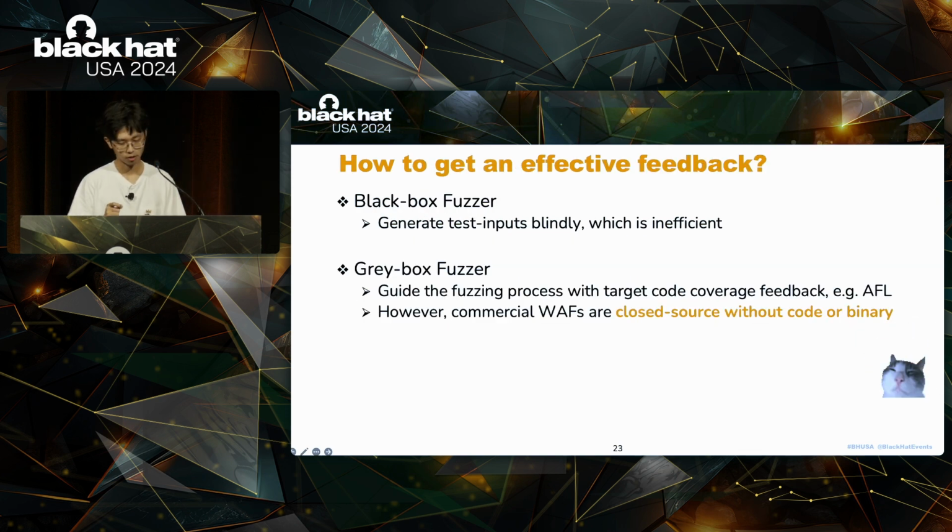The second challenge is to get effective feedback to guide the fuzzing process. The legacy gray box fuzzer like AFL collects the code coverage from the binary and source code. However, commercial WAFs, especially those software as a service cloud WAFs, are closed source, without code or binary. So it's hard to get code coverage feedback from this.